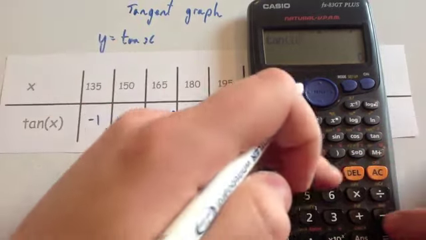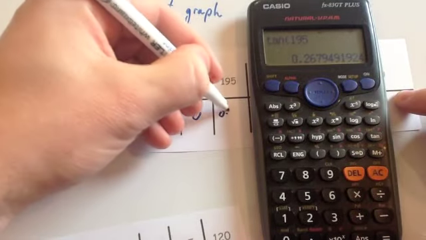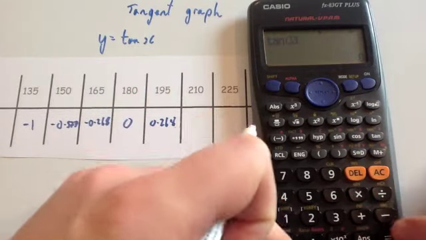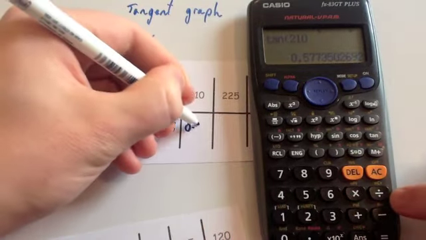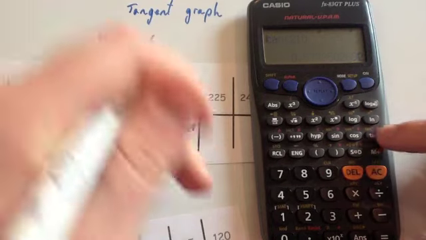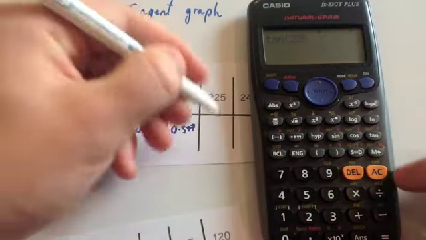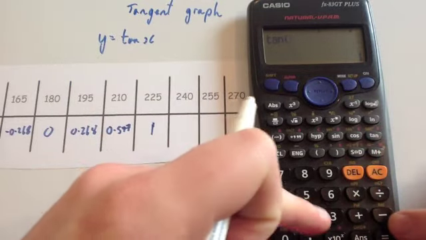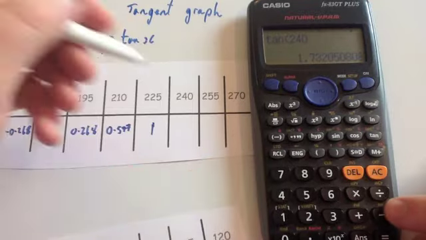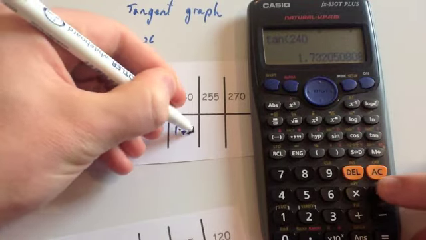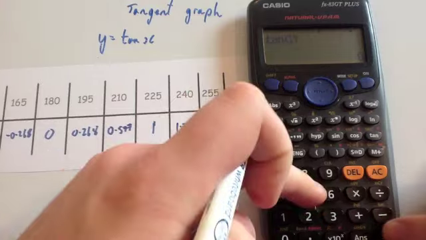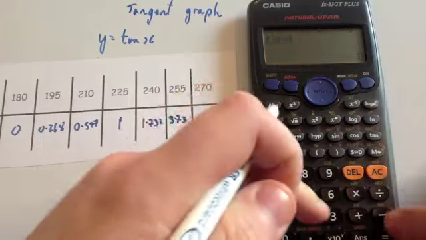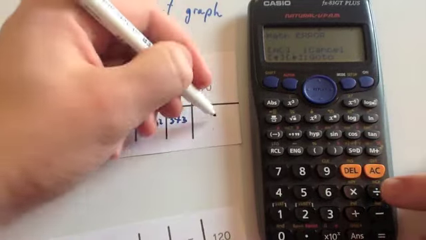The tan of 195 degrees is equal to 0.268. The tan of 210 degrees is equal to 0.577. The tan of 225 degrees is 1. The tan of 240 degrees is equal to 1.732. The tan of 255 degrees is equal to 3.73, and the tan of 270 degrees is math error again.